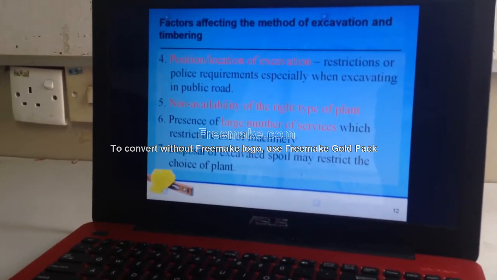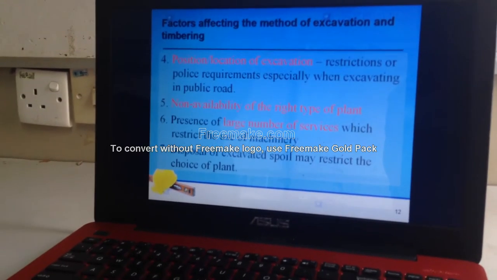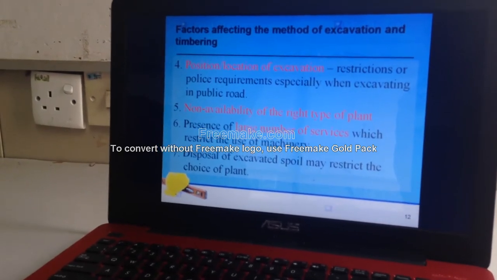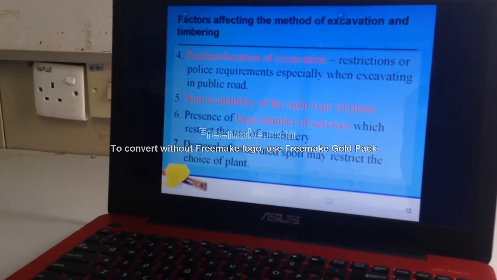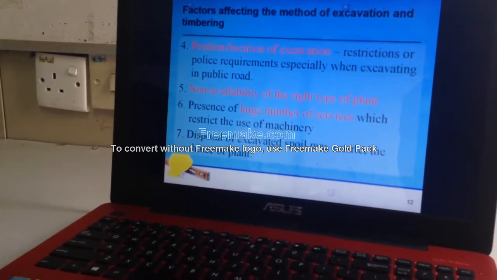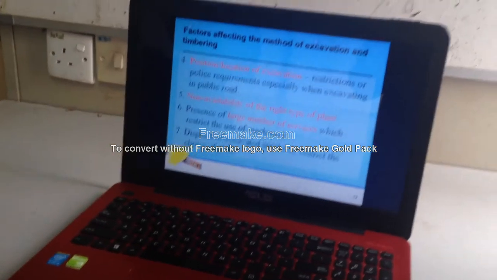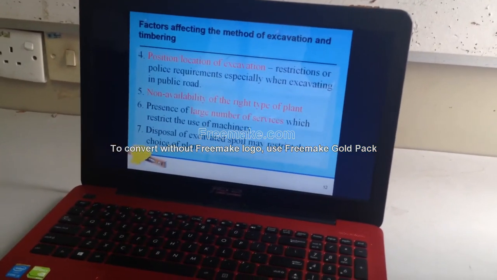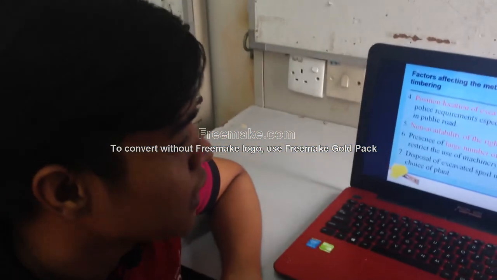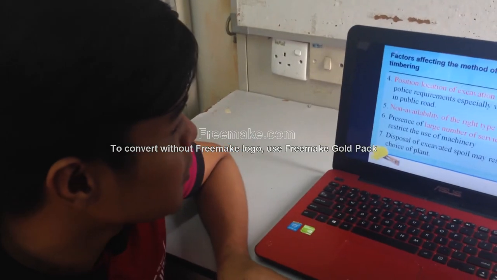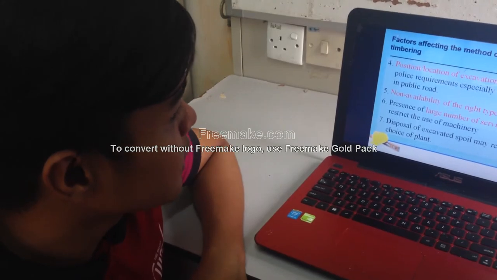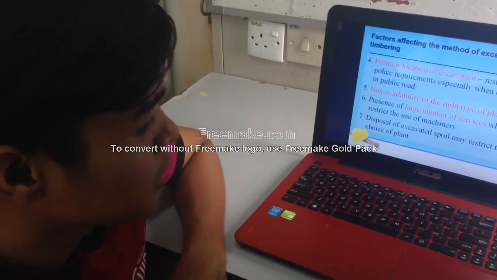Okay, number five is non-availability of the right type of plant. So we must choose the best one to excavate and timber. Number six is presence of a large number of services which restrict the use of machinery. With a large number of services, we must make sure that all the services are used wisely and still on budget. So we must take care to select the excavation service.